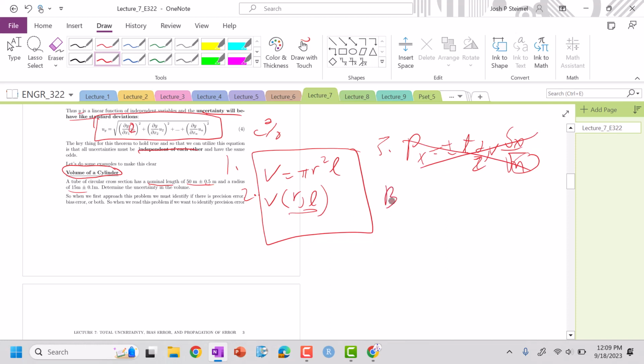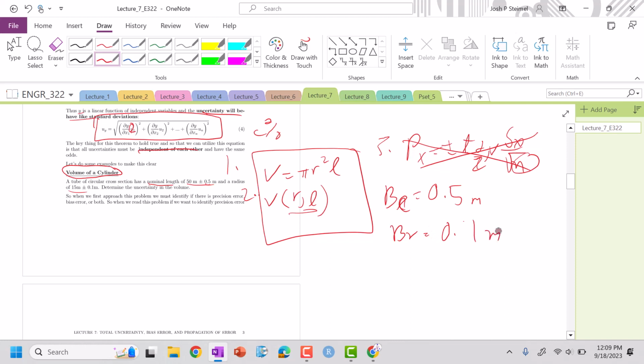Now, is there bias error in the length? Well, we're not given the tool. If we're given the tool, we know essentially the resolution of the tool, and we can estimate that. But we're given a plus or minus value, so my bias error in the length is going to be 0.5 meters. My bias error in my radius is going to be equal to 0.1 meters.